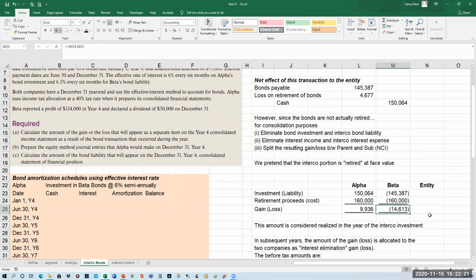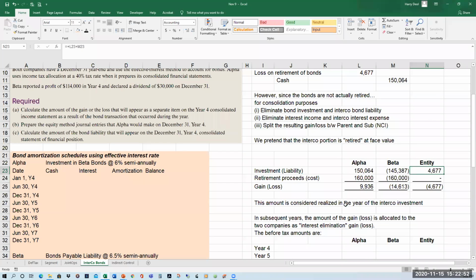$14,613 for Beta. Now, yes, overall, as far as the entity is concerned, when we eliminate the investment and the liability, there is a loss of $4,677. This 4,677 is the difference between the debits and the credits, and that is what we recorded as the loss, 4,677. Now, this 4,677 is considered realized in the year of the intracompany investment.